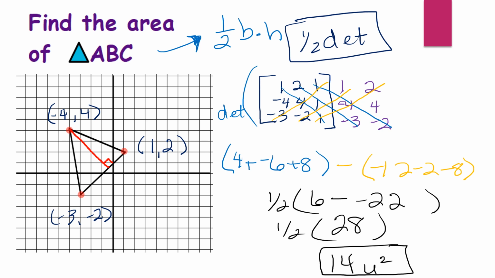Okay. If we were to happen to get a -28 as the determinant, then we would have to take the absolute value of it and then multiply by 1/2. You should still end up with a positive value always for area.